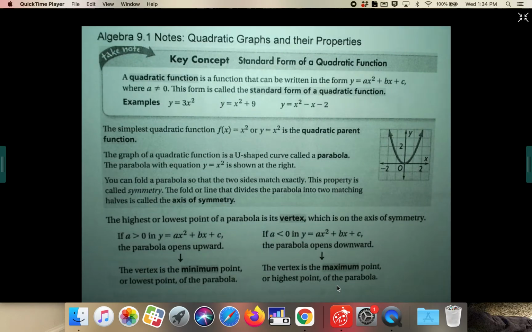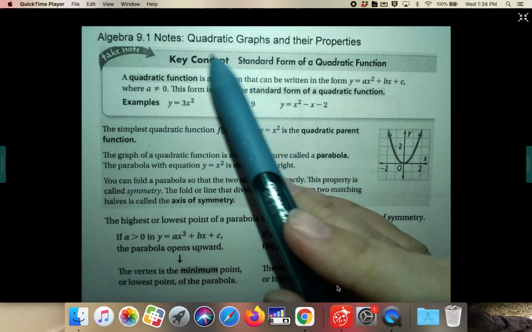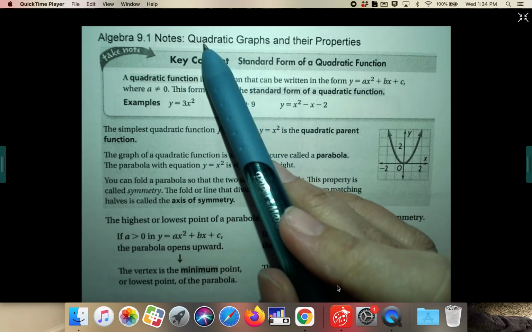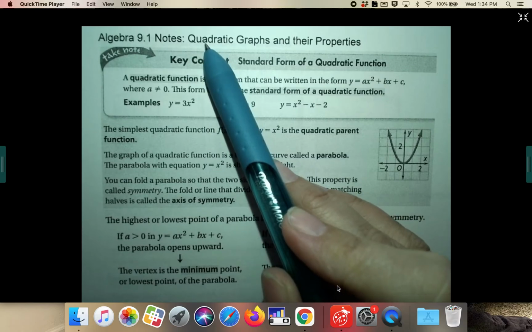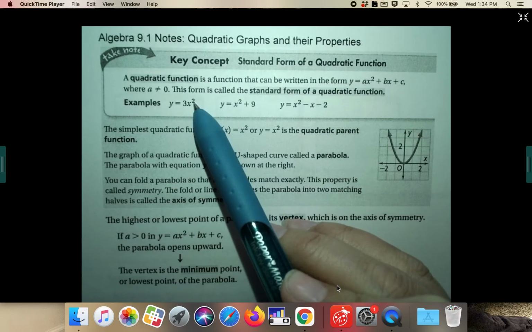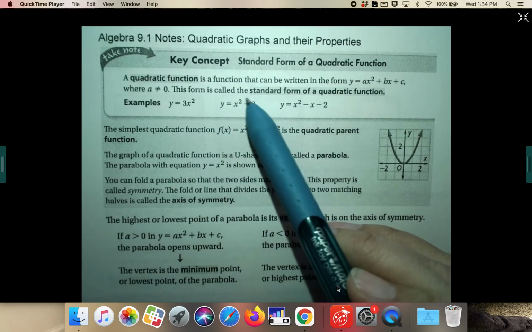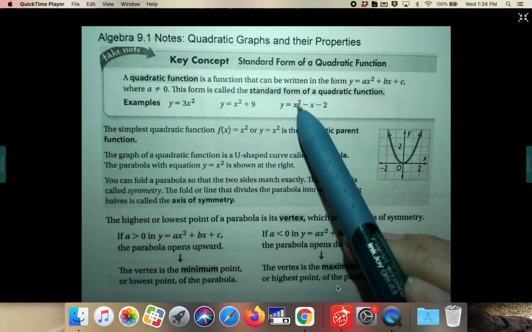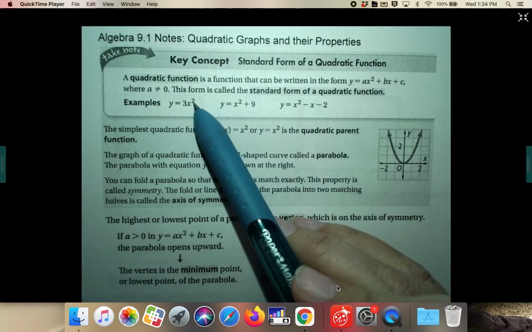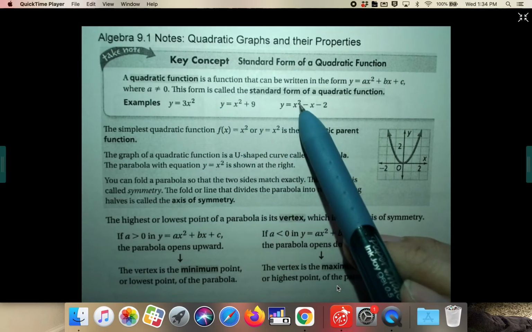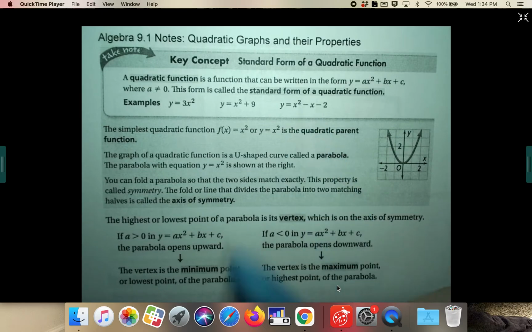Okay, for Algebra 9.1, we're starting a new unit. This is all about quadratics. And if you remember what the word quadratic means, it seems like it should have an exponent that's to the fourth power because the prefix quad means four. But actually, I hope you remember from previous units that it means that the exponent is actually squared. So anytime you have a squared term, that means that it's going to be a quadratic function.